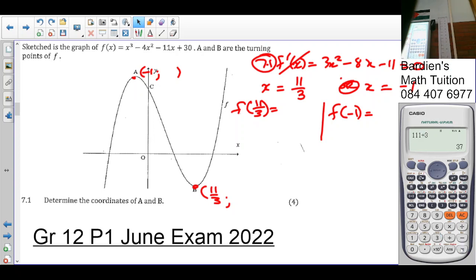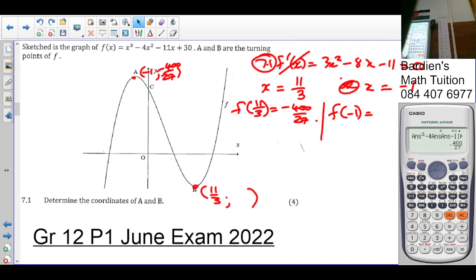11 over 3. Alright, so that's going to be answer cubed minus 4 answer squared minus 11 answer plus 30, with the last answer calculated in the calculator. Going to give you negative 400 over 27. So this point here is negative 400 over 27, the corresponding y value here.